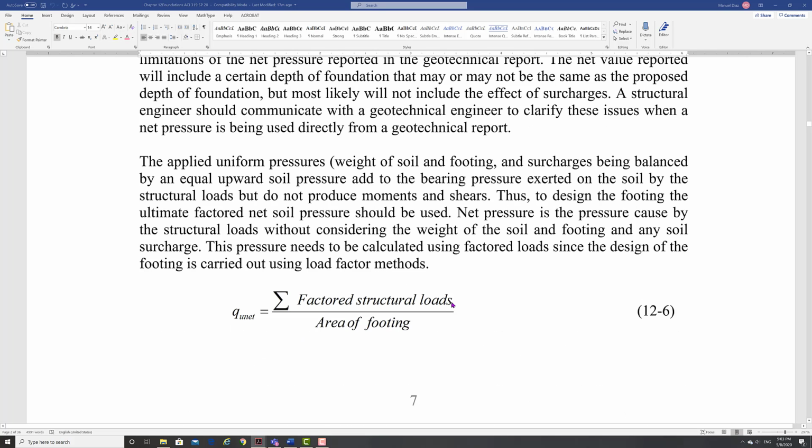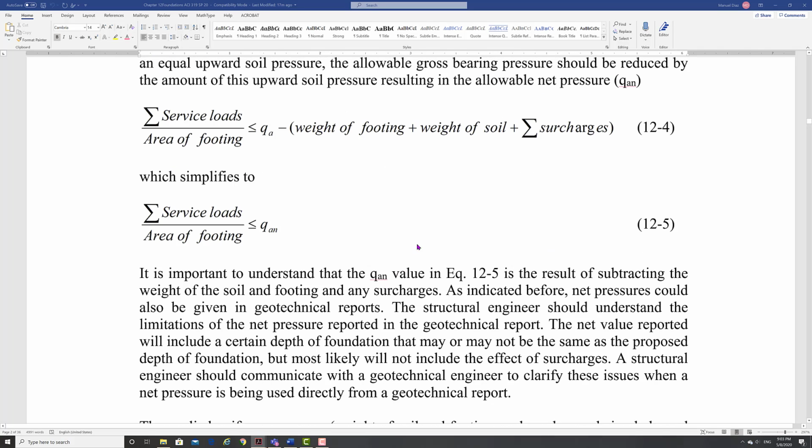All right. So your qu net is simply your factored structural loads, divided by the area of the footing. This is the value that we're going to use now to design the footing. Oh, wait a minute. So what is this allowable now? The allowable is used to find the area of the footing, because that's what you need. So the allowable values are only used to find this area. Once you've got this area, you have to design the footing.